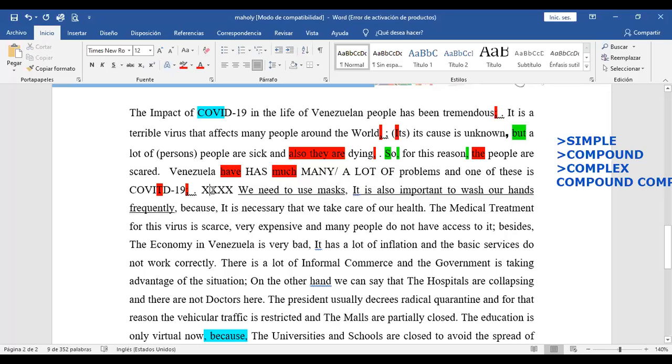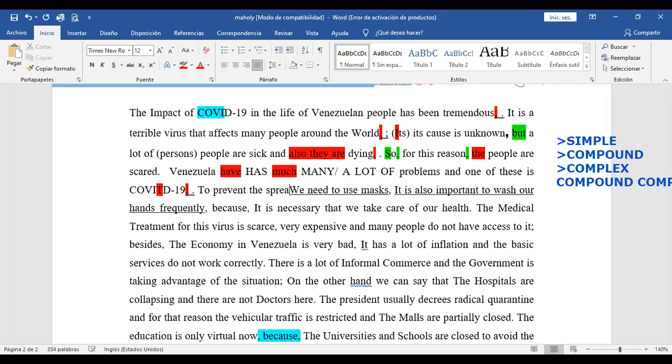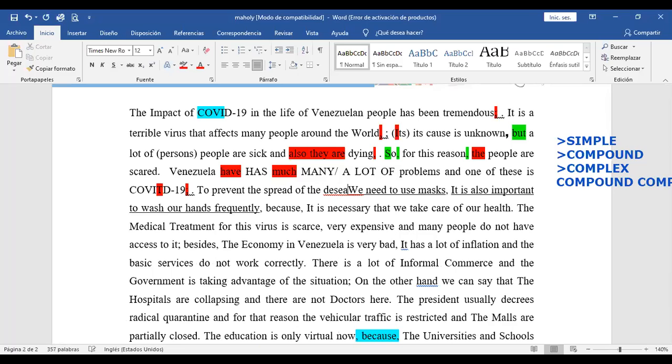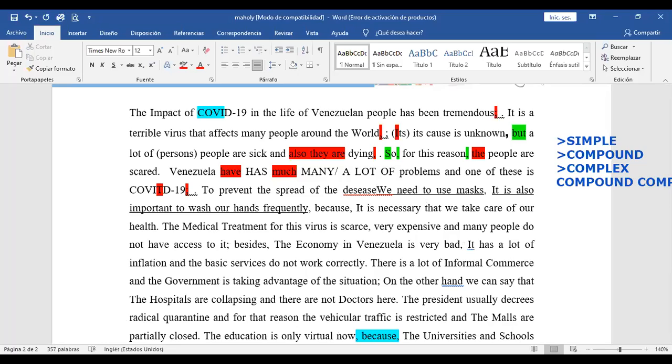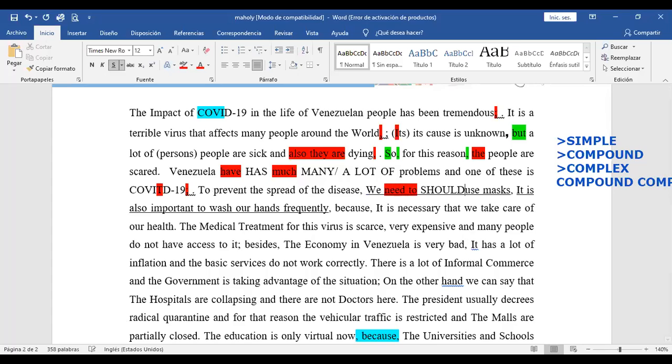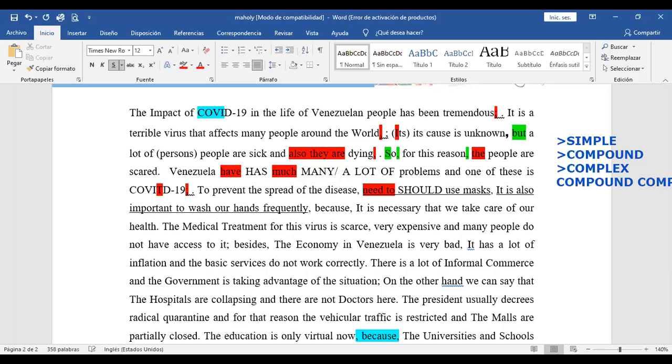Could you please say it again? Repeat. Okay. COVID-19 period. To prevent the spread of the disease, we need to use masks, or we should use masks and wash our hands frequently. We should. Porque es una recomendación, ¿ok? Exacto. And we delete it is also important too. Exacto. El we, la capitalization en we, please. Oh, sí, ya. Sorry.